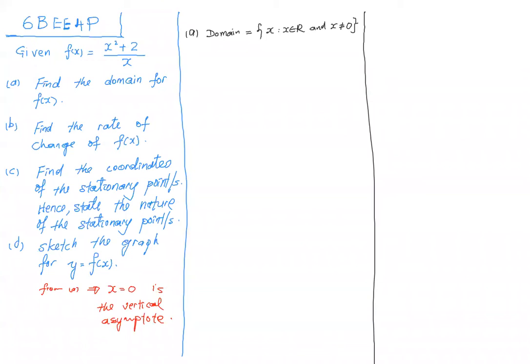So that means my graph will split into two parts. It will not touch the y-axis, right? Because X cannot be 0. So this is the vertical asymptote. So you will have a graph in this part, and another piece in that part. So you have the idea. That is the reason why the question asks you to look for the domain.